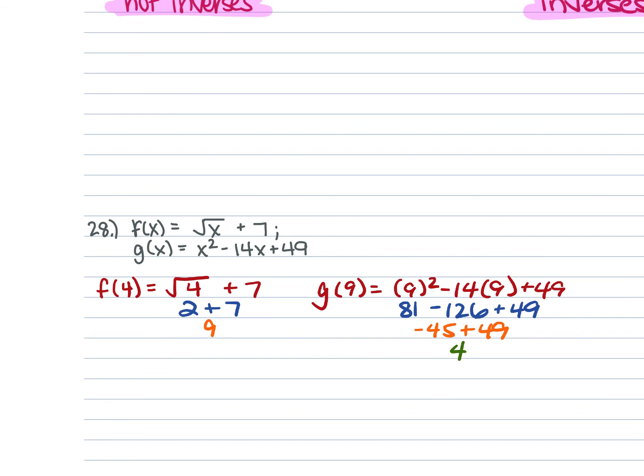The 4 is what you plugged in for x in f of x. The 9 is what you plugged in for x in g of x. So these two are inverses.